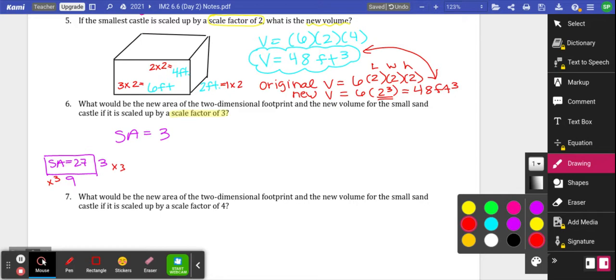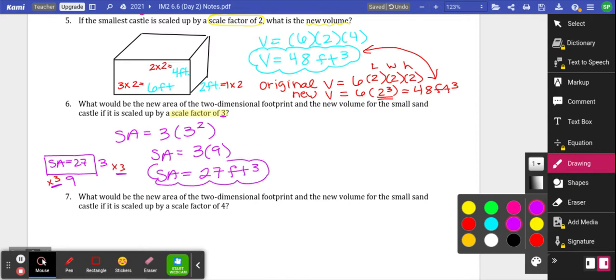So let's go back to our problem up here, which I was starting to write. All I wrote was surface area is equal to 3 because that is our original surface area. And what we're going to do is multiply that by, because we have our scale factor of 3, 3 squared, right? For the 1 and 2 extra 3's that we multiplied by. Okay, so our new surface area is going to be 3 times 9. So our surface area is equal to 27 feet squared, which is what we got in our picture over here to the left, right? If you just scaled up the length and the width, okay?